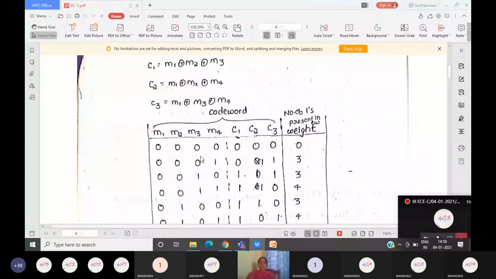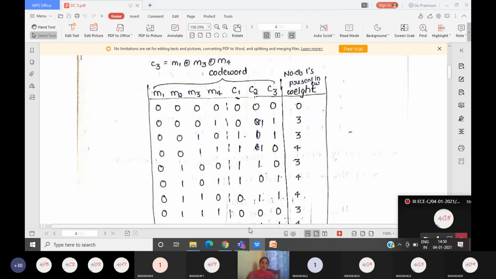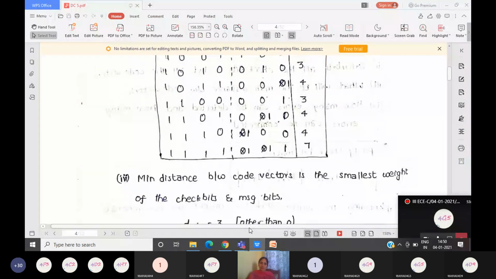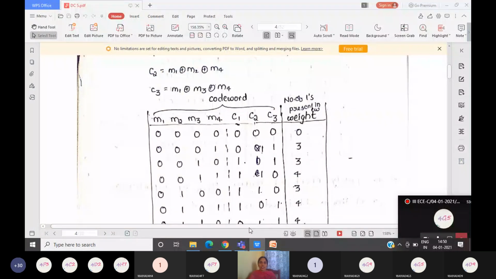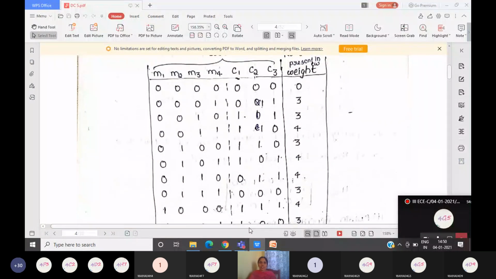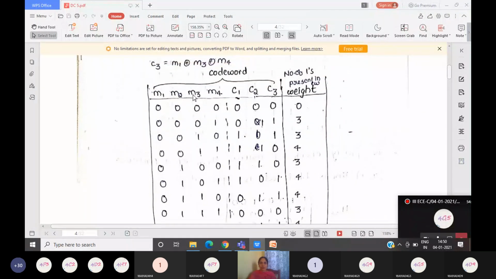Like how you can calculate? For an odd number of ones, you will get the output as 1. For an even number of ones, that may be 0, 2 or 4, you will get the output as 0. So accordingly, you can calculate all the check bits for the 16 message bit combinations, because it is a 7,4 code. For example, if it is 7,3, then you will have only 3 message bits, and then 8 combinations is sufficient. But here, because K is 4, 4 message bits are there. So 16 combinations. For the 16 combinations, you can calculate C1, C2, C3.